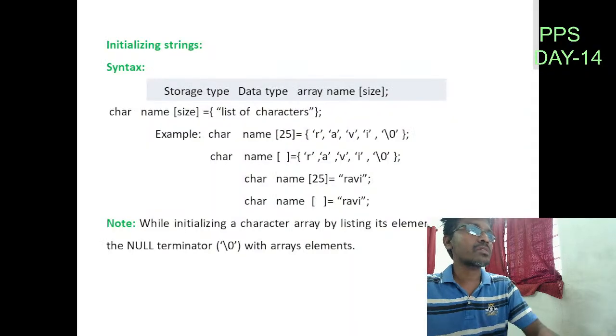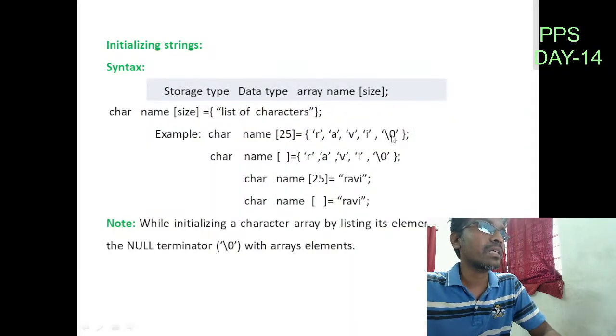After writing the characters, we can store the null character. Why? Because it is a character array, so you need to store a null character. Similarly, I am going to declare one more initialization, char name followed by empty size is equal to Ravi, and it will be ended with the null character.